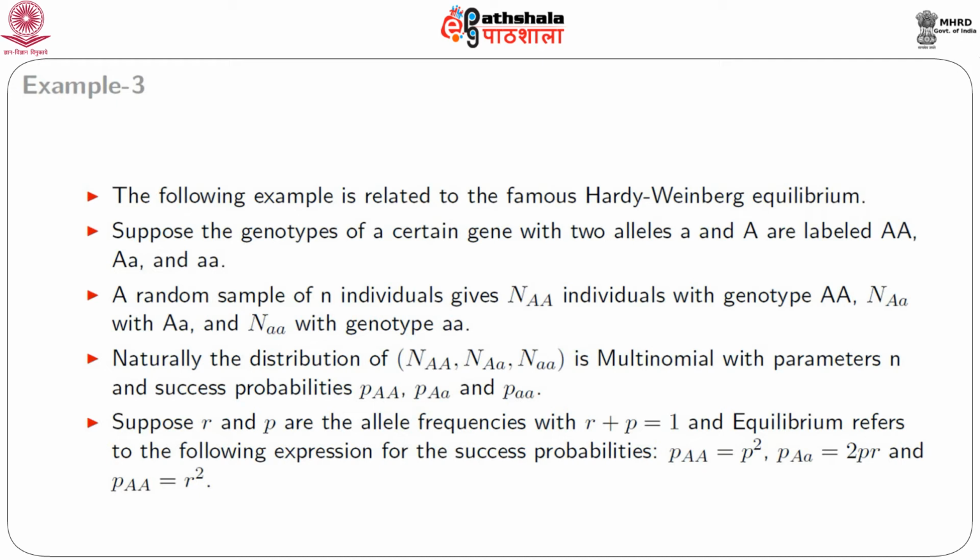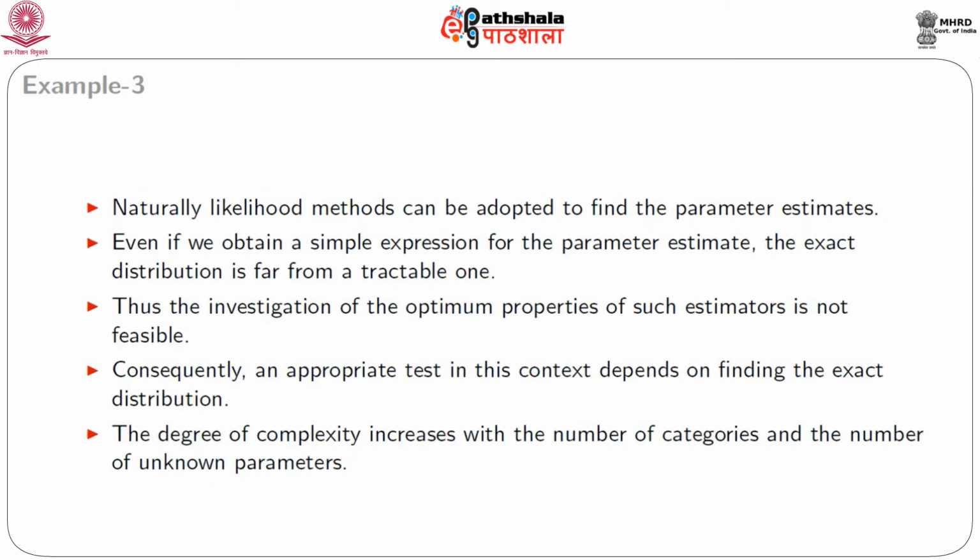Suppose R and P are the allele frequencies with R plus P equal to 1, and equilibrium refers to the following expression for the success probabilities: P_AA equal to P square, P_Aa equal to twice PR, and P_aa as R square. Naturally, likelihood methods can be adopted to find the parameter estimates. Even if we obtain a simple expression for the parameter estimate, the exact distribution is far from a tractable one. Thus, the investigation of the optimum properties of such estimators is not feasible. Consequently, an appropriate test in this context depends on finding the exact distribution. The degree of complexity increases with the number of categories and the number of unknown parameters.